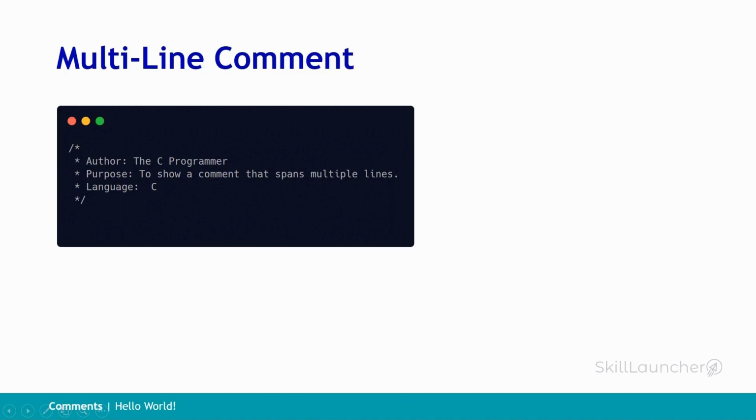Now comes the multi-line comment. Multi-line comments are represented as a forward slash and asterisk, which ends with an asterisk and forward slash. They are used to denote multiple lines at a time. It can apply a comment to more than a single line as shown here. It is referred to as a C-style comment as it was originally introduced in the C programming language.